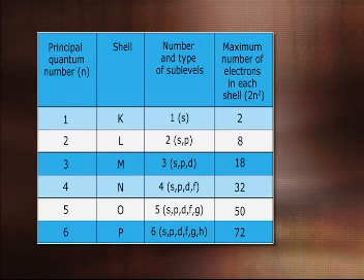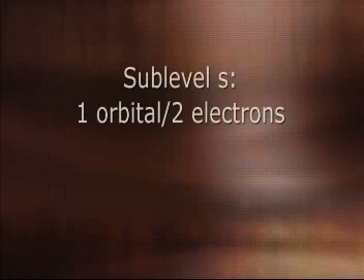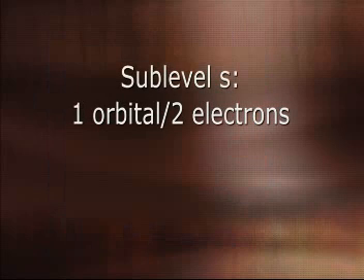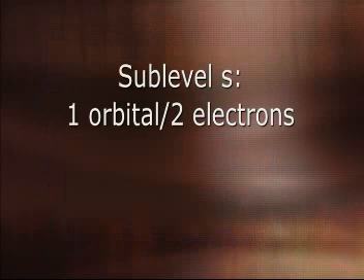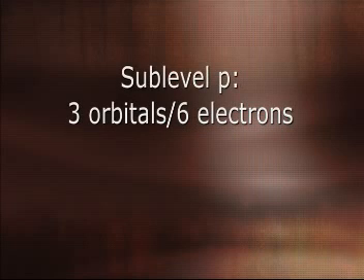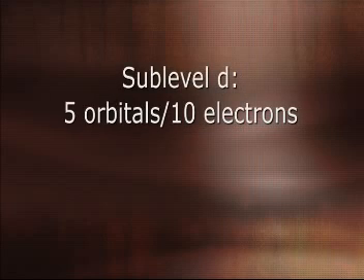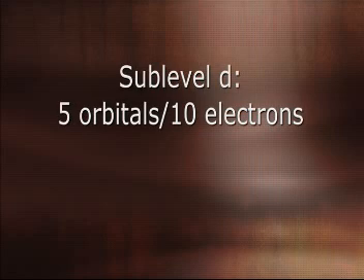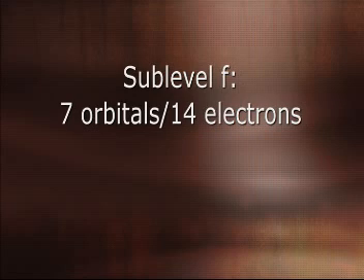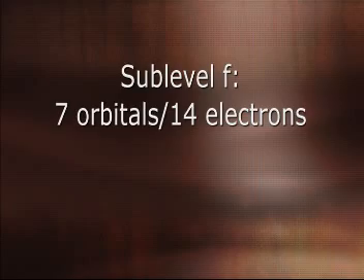The quantum mechanical model suggests that each subshell contains a given number of orbitals, each of which can only accommodate a maximum of 2 electrons at a time. However, the number of sublevels grows with each energy level. Thus, sublevel S has 1 orbital and can hold a maximum of 2 electrons. Sublevel P has 3 orbitals and therefore holds a maximum of 6 electrons. Sublevel D has 5 orbitals, and so it holds a maximum of 10 electrons. Lastly, sublevel F has 7 orbitals and holds a maximum of 14 electrons.